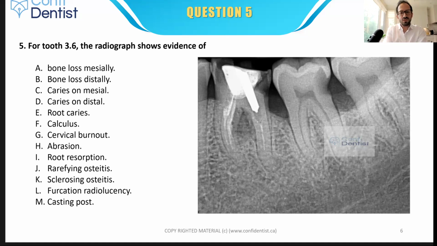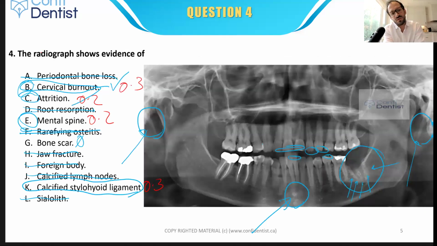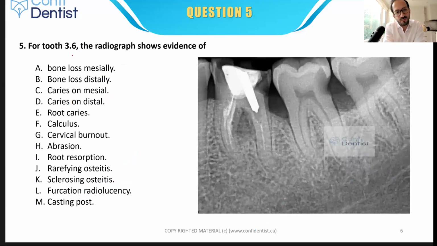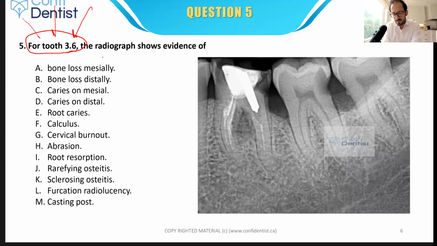Okay, so let's just check the question. A very important point about this question is the first step is reading the question properly. Okay, read the question properly. In the previous question, the question was saying the radiograph shows evidence of. But this question is saying for tooth 3.6. So it's asking only about one tooth. It's not asking about what you see on the X-ray. And I see some of you guys didn't read the question carefully and just selected, for example, calculus, which is not the case. We don't have any calculus in this tooth.